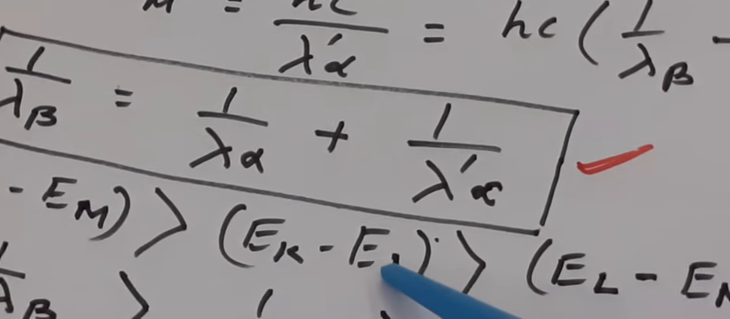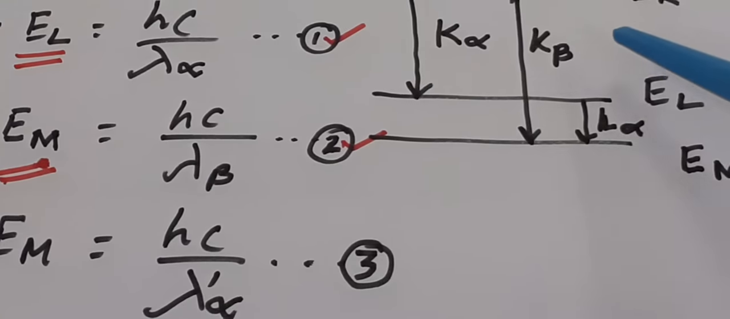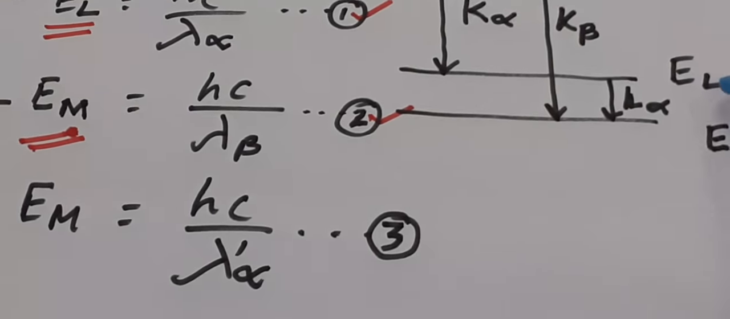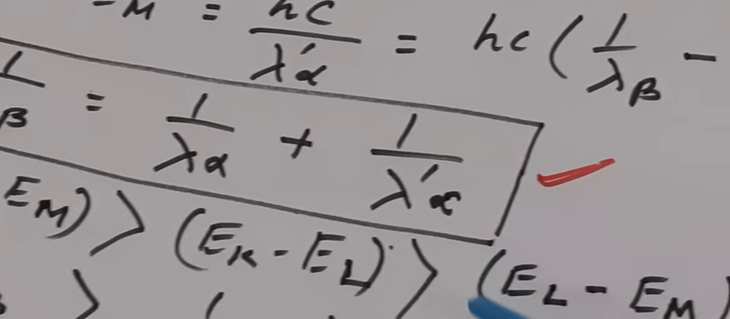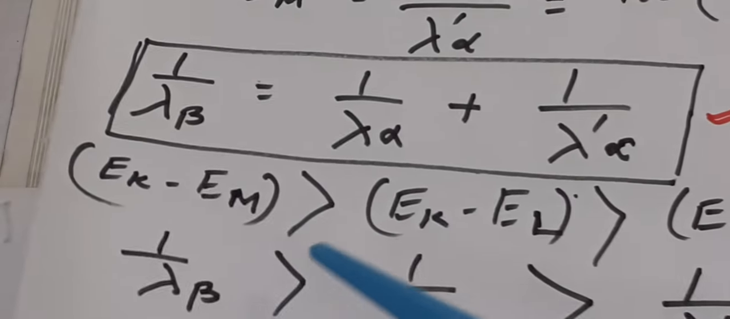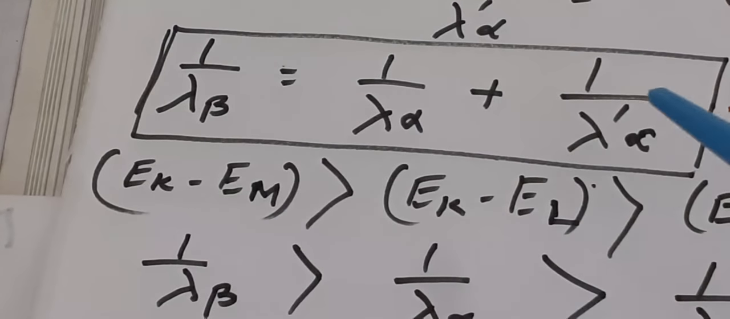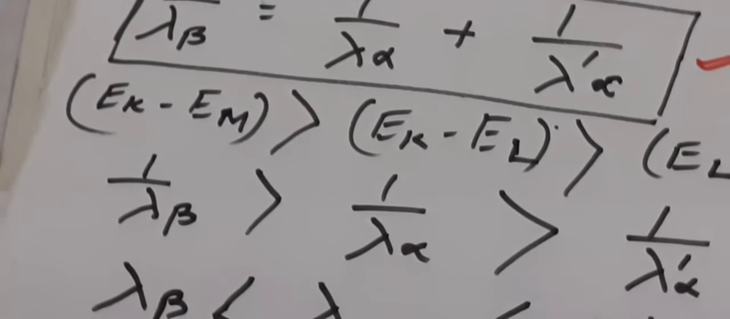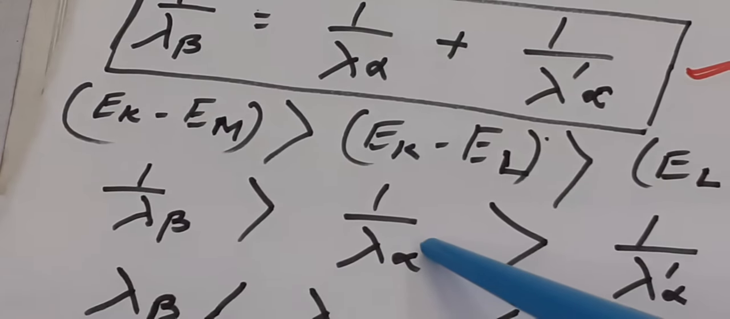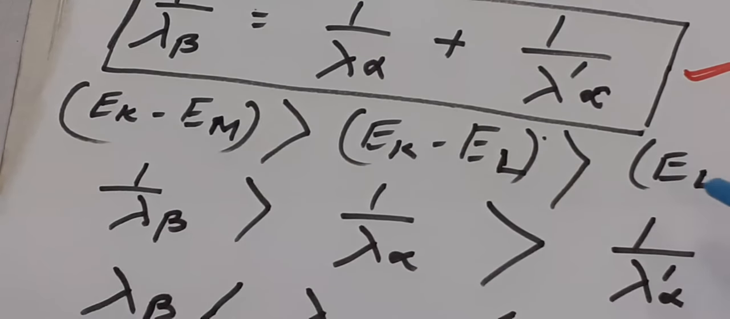E suffix K minus E suffix L is again greater than E suffix L minus E suffix M. So from here, this difference will give Hc by lambda beta. This will give Hc by lambda alpha, and this will give Hc by lambda dash alpha.